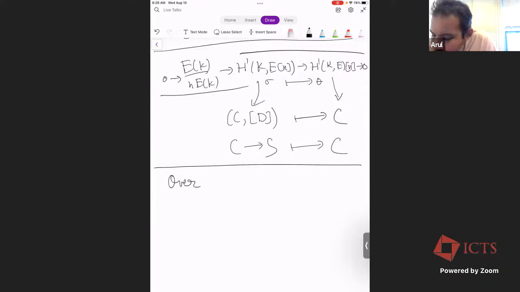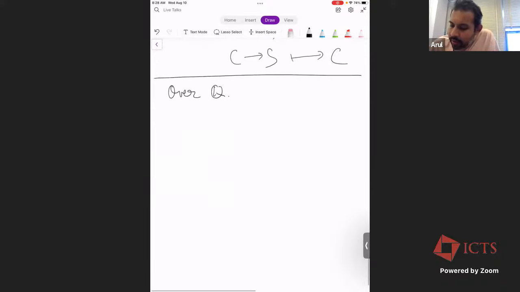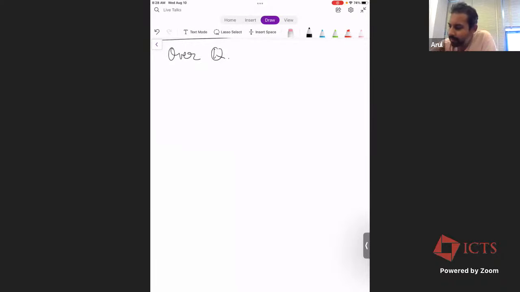So let's consider the situation over the rational numbers. Everything I say is going to work for any number field or any function field, but I'll stick to Q for simplicity. I mean, it's really the same. It's mostly notational simplicity that I'm going for.